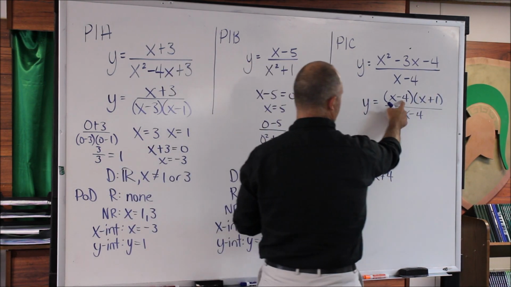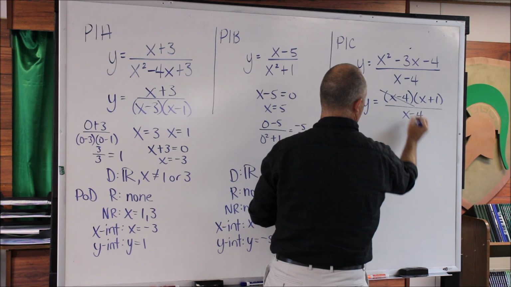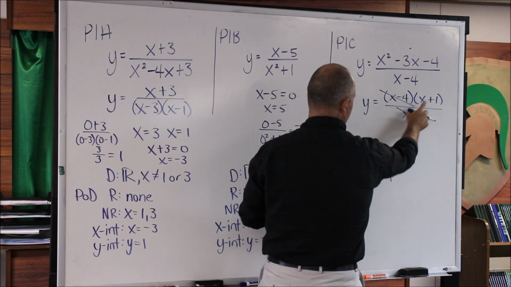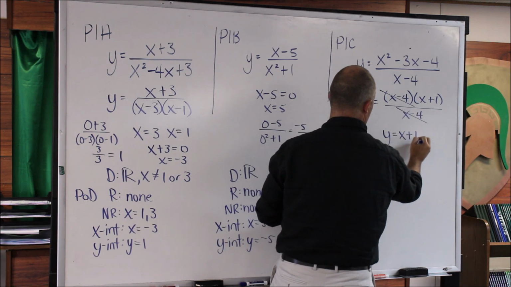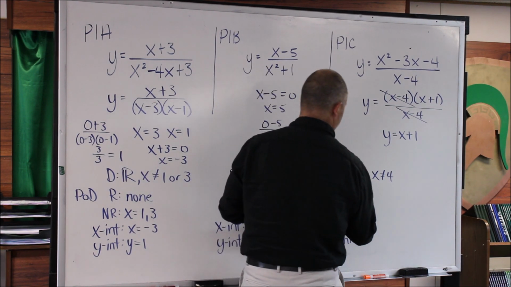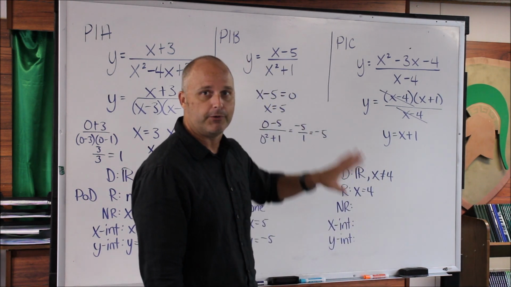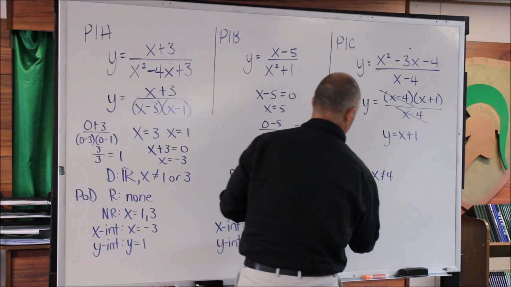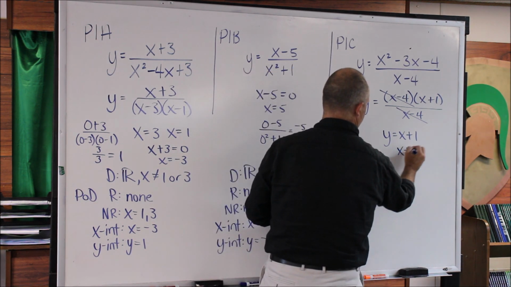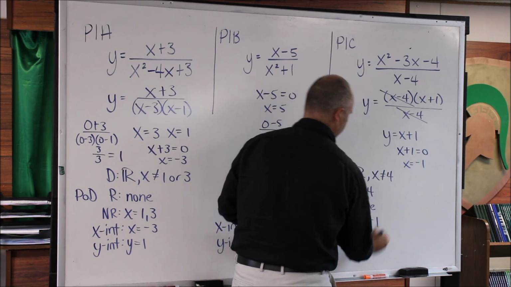Now we can see that we've got an x minus 4 in the numerator and an x minus 4 in the denominator. What that tells us is we can cancel those out. So now we're left with just y equals x plus 1. So our removable discontinuity is going to be at x equals 4. We don't have any non-removable discontinuities because we don't have anything left in the denominator. So that's going to be none. Now our x-intercept, we set x plus 1 equal to 0, and that gives us x equals negative 1. So our x-intercept is at x equals negative 1.